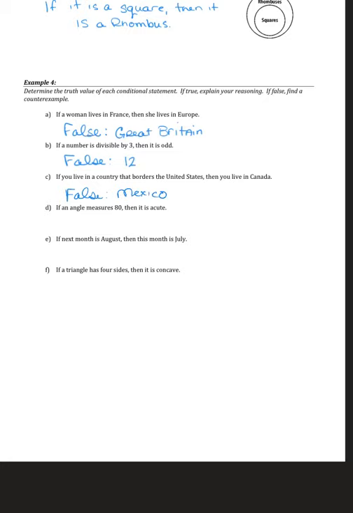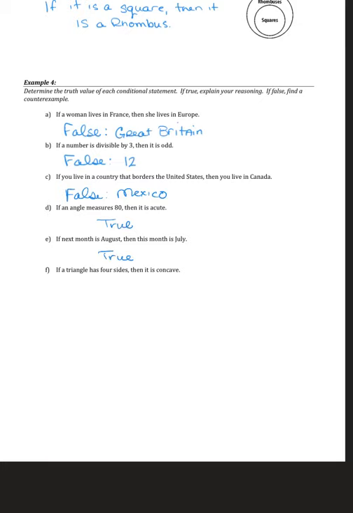All right, the next one, if an angle measures 80 degrees, then it is acute. Well, any angle under 90 is acute, so this is true. If next month is August, then this month is July. Well, August follows July, so this is true.